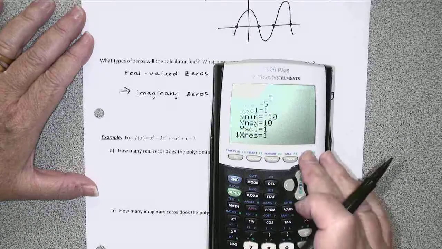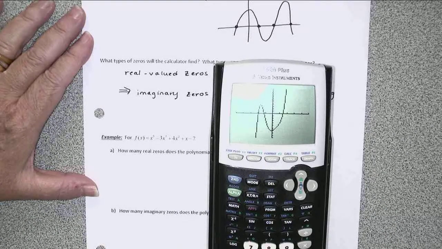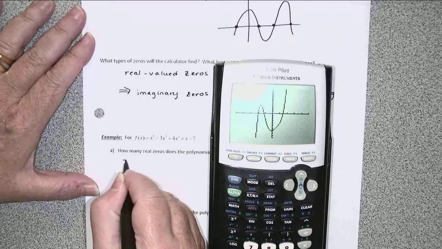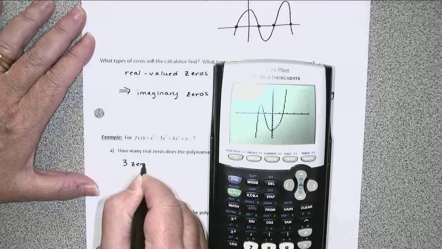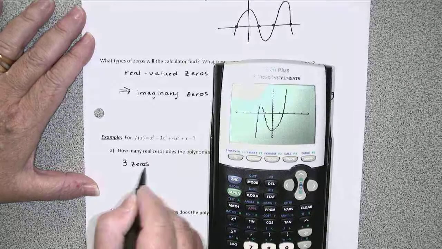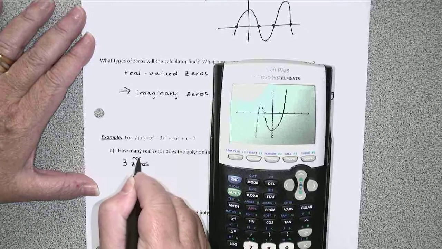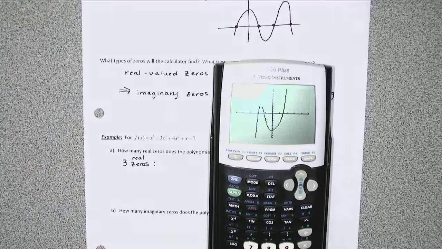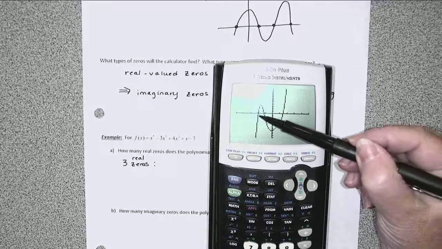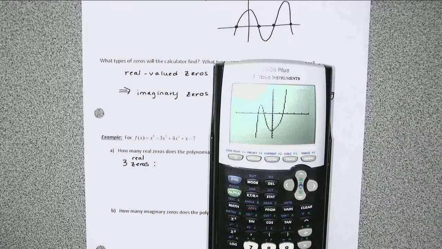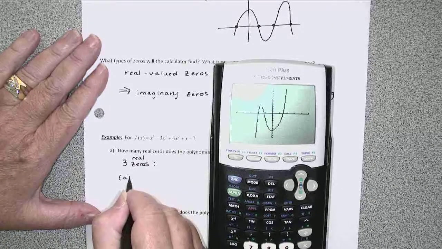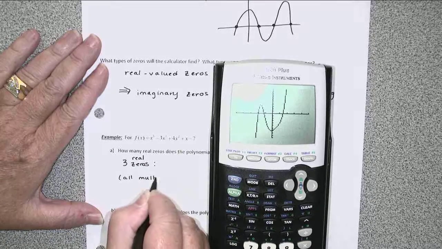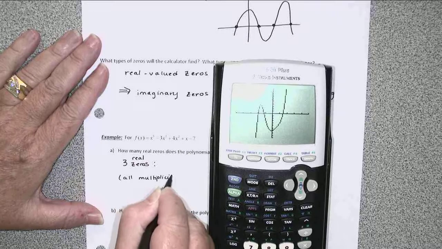So it looks as though we're going to find 3 zeros that are real numbers. Probably should have said 3 real zeros. Because all 3 cut through the graph, none of them have any multiplicity other than 1. They're all just multiplicity 1, at least most likely.